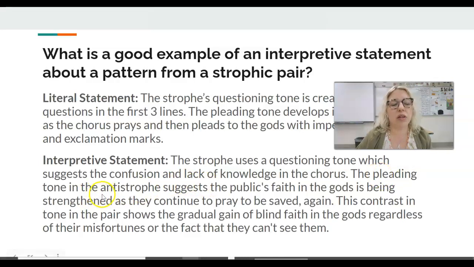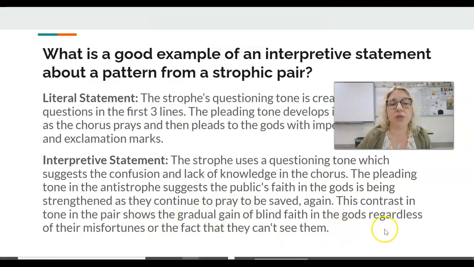The pleading tone in the antistrophe suggests the public's faith in the gods is being strengthened as they continue to pray to be saved again. This contrast in tone in the pair shows the gradual gain of blind faith in the gods, regardless of their misfortunes or the fact that they can't see them.